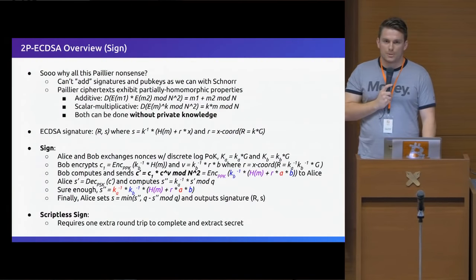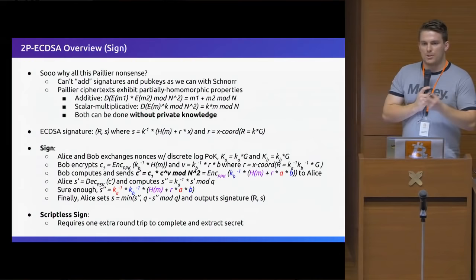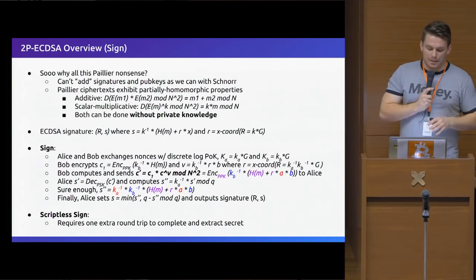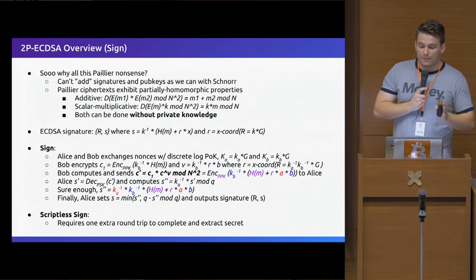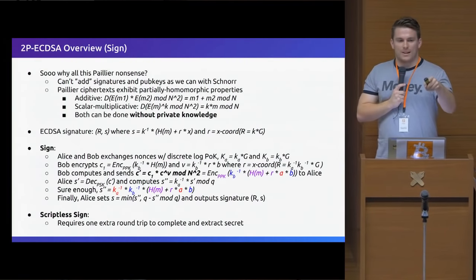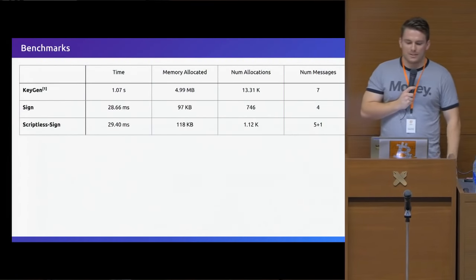Now the scriptless script signing is very similar. It requires an extra round trip to actually do this little transformation and extract the secret data. But for the most part, the protocols are very similar at the implementation level. So I'll omit the details there, but if you're interested, those are detailed more in Pedro's paper. So now let's look at some benchmarks.